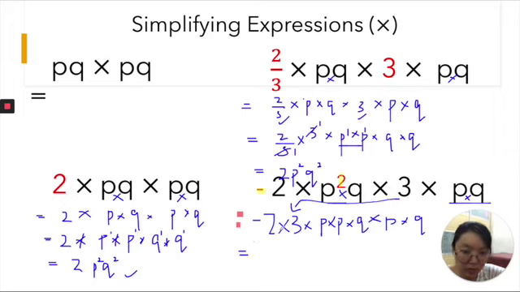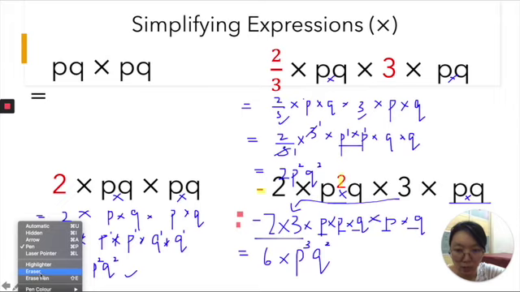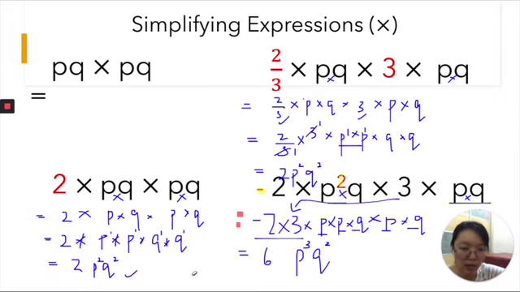Next, settle the number. Negative 2 times 3, I'll get negative 6. And then I have P. 1, 2, 3. So P repeating 3 times. And Q repeating twice. P cubed, Q square. Oh, I have one more multiply here. I can also straight away just take this off. The answer is negative 6 P cubed Q square. This is how we do variables with numbers in multiplication.